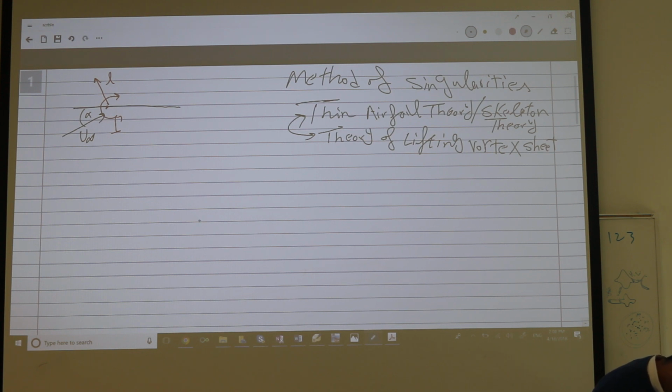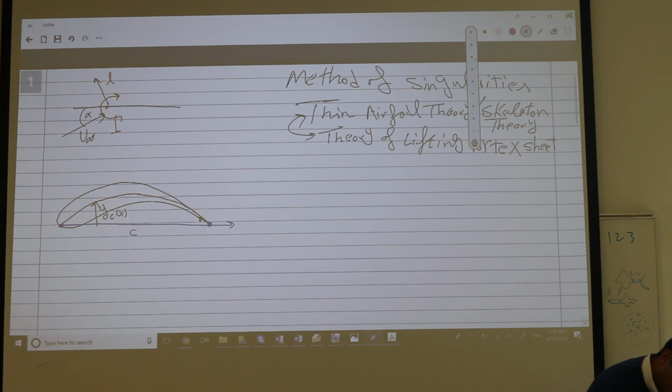So what do we have here? We have an airfoil, exaggerated of course. And this is your chord line. The line connecting the leading edge and trailing edge. The mid line, the line that is dividing the thickness of your airfoil, this is what we call the camber line. So this is y camber as a function of x. But this is x, okay? And this is y.